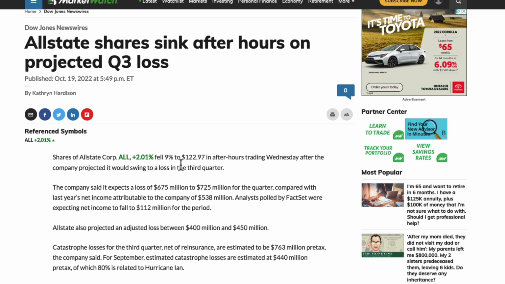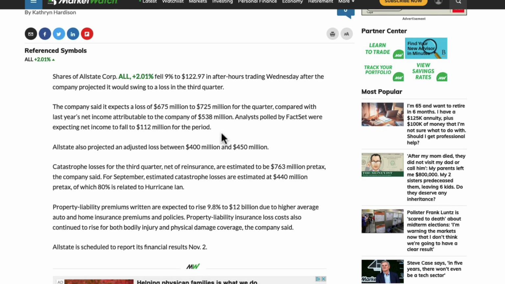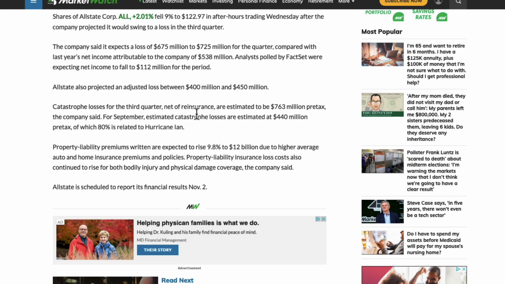So shares of Allstate fell 9% in after-hours trading Wednesday after the company projected it would swing to a loss in the third quarter. Big loss too. The company said it expects a loss of $675 million to $725 million for the quarter. That's not the year, that's the quarter. Compared with last year's net income of $538 million, that's over a $1 billion swing the other way. Analysts polled by FactSet were expecting net income to fall to $112 million for the period. Allstate also projected an adjusted loss between $400 and $450 million.